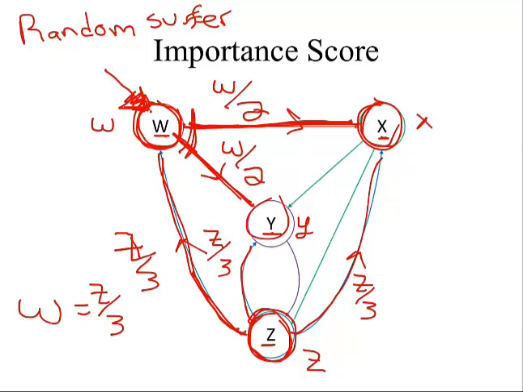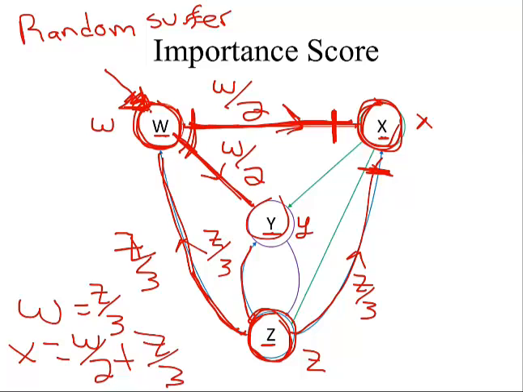Now let's look at one that's a little more interesting maybe. Let's look at X's importance score. So X is going to be equal to the sum of the importance coming into him, and that is W divided by 2, since he has this link here, plus Z divided by 3, since he has this incoming link here. So X is equal to W divided by 2 plus Z divided by 3.